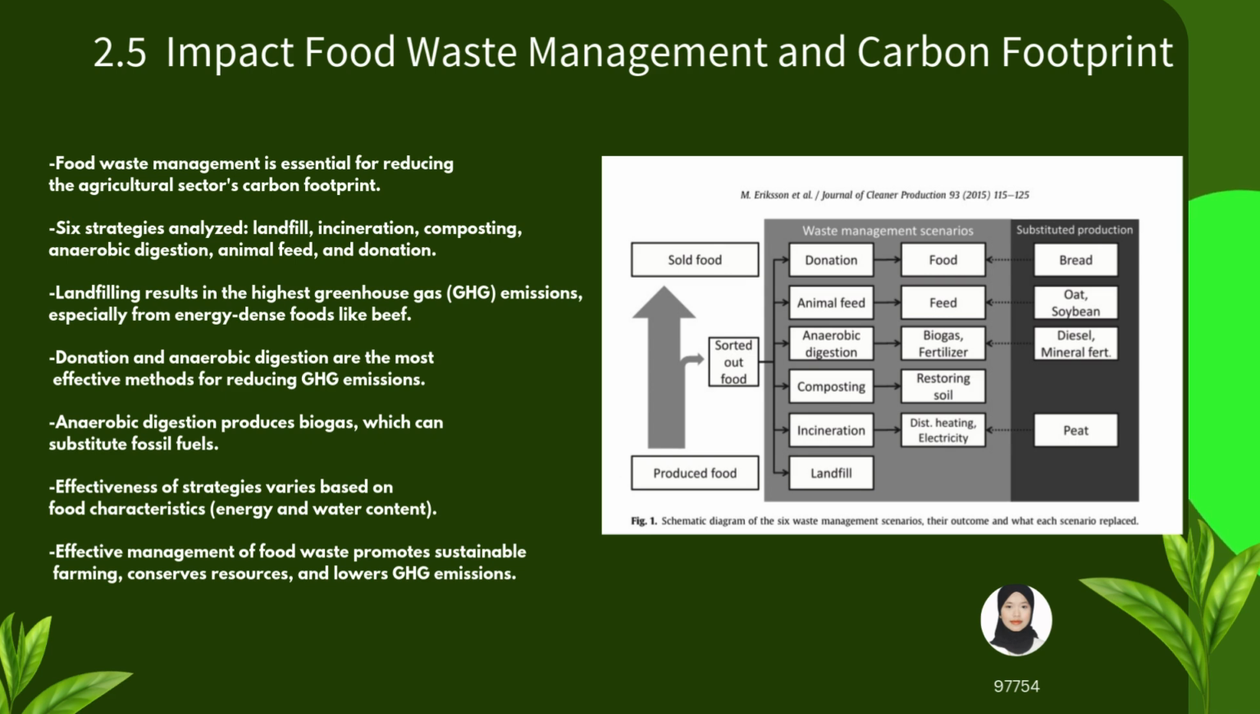Conversely, donation and anaerobic digestion are the most effective methods for reducing GHG emissions. Donation prevents edible food from being wasted, while anaerobic digestion converts waste into biogas, which can replace fossil fuels. Therefore, incorporating effective food waste management into sustainable farming not only minimizes waste but also conserves resources and lowers GHG emissions, thereby supporting a more eco-efficient agricultural system.